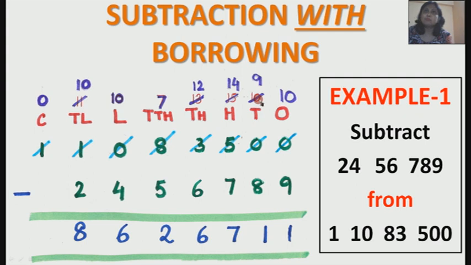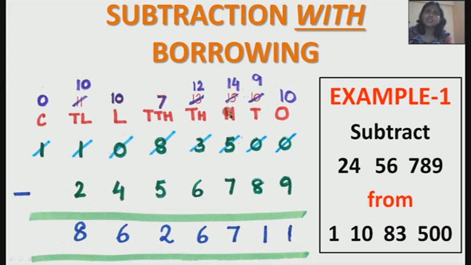But we have to remember that we have given 1 ten to the ones place. So we don't have 10 tens now. We have only 9 tens. So 9 tens minus 8 tens gives us 1 ten.